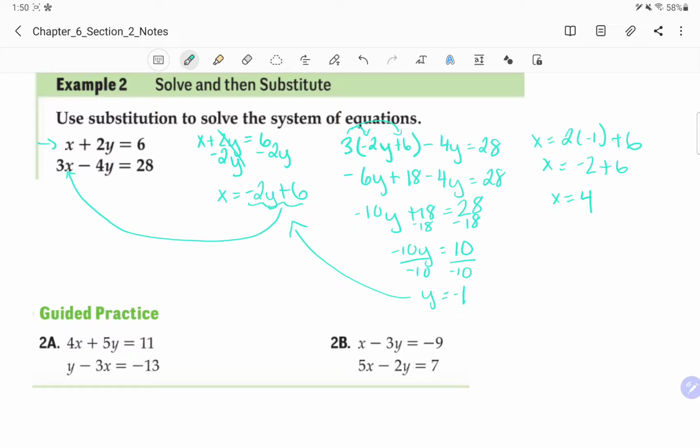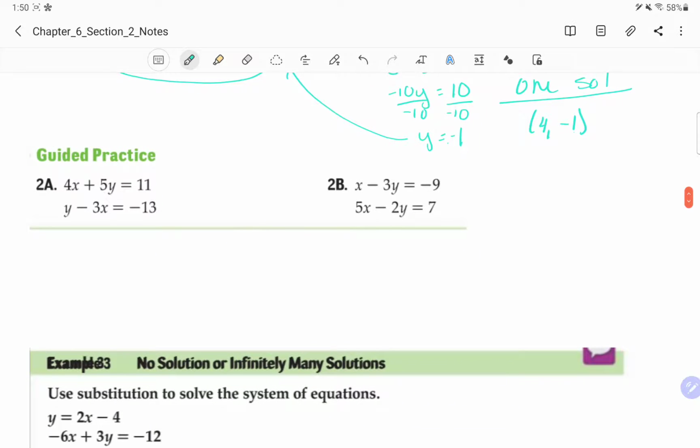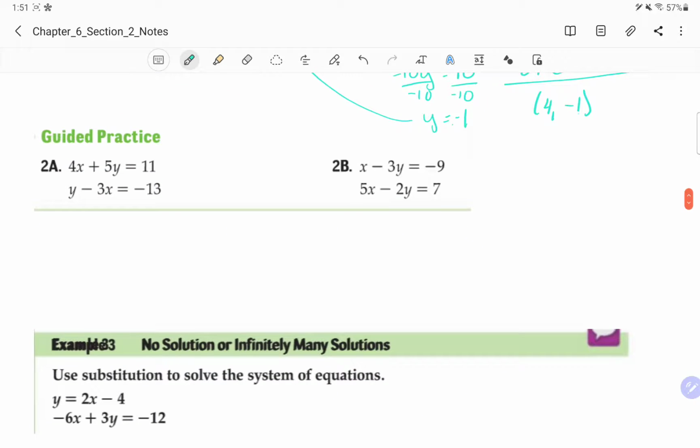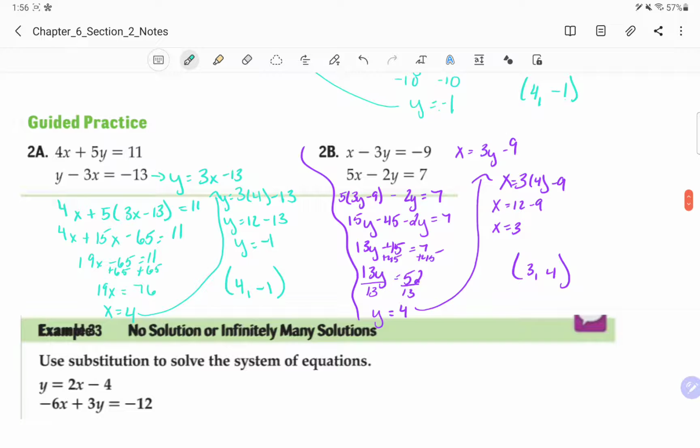So we have an x value and we have a y value, so that means we have one solution. And it's at 4, negative 1. Because 4 is our x, so it goes in for x. Negative 1 was our y, it goes in for y. So again, go ahead and pause the video and try 2a and 2b.